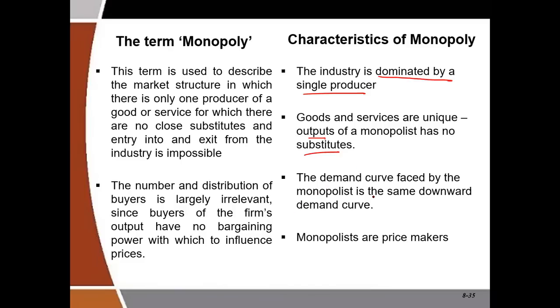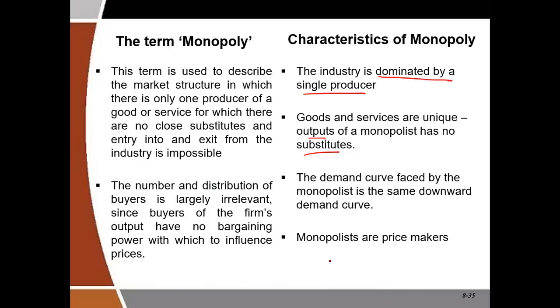Then also, the demand curve faced by a monopolist is the same downward demand curve. What it means is that if we have a downward sloping demand curve from left to right, when you change prices, quantity would change, okay? In the perfect competitive market, we said that the demand of the entire market is downward sloping. Here, since the monopoly is the only firm in the market, it faces the entire demand of the market. So it has a demand curve that is downward sloping.